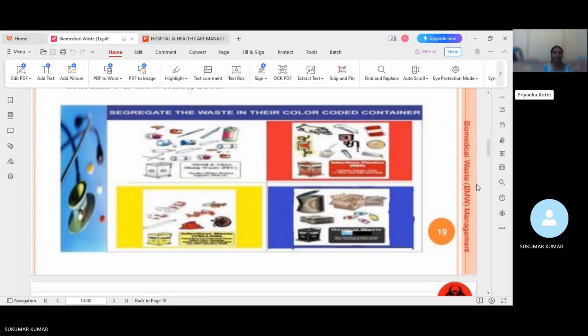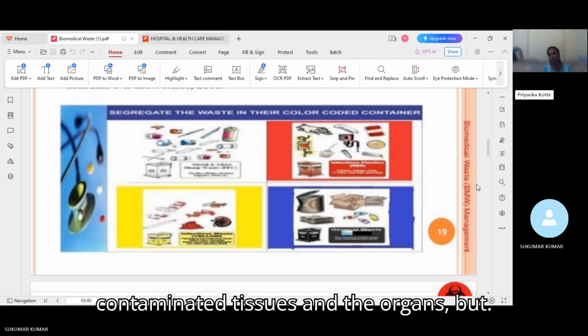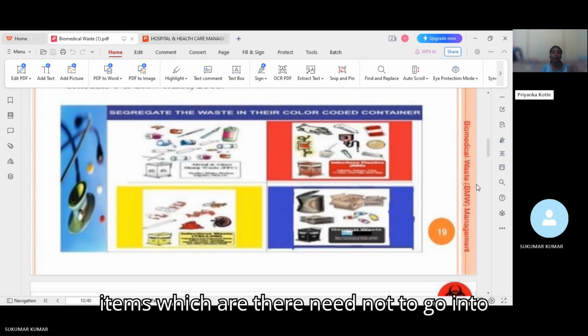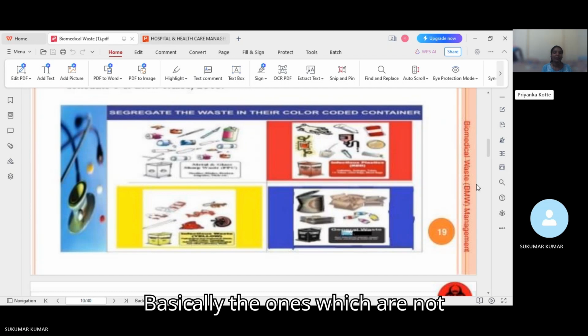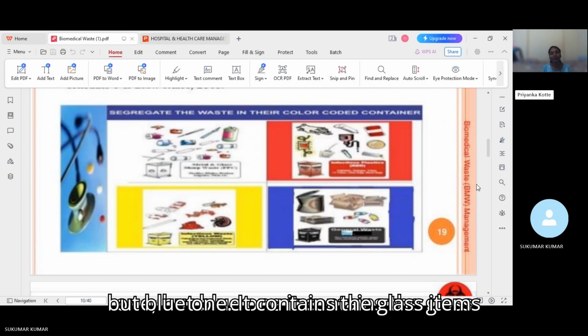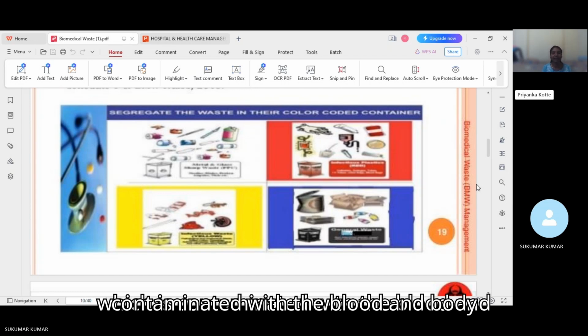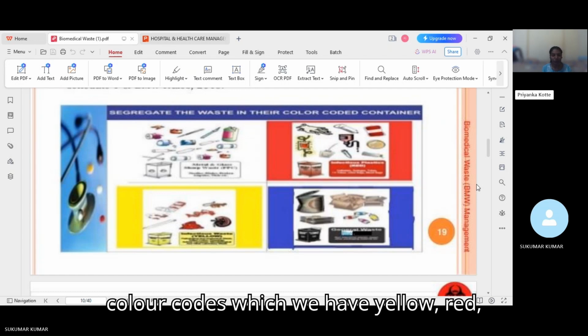we think that the yellow bins are meant for the blood contaminated tissues and the organs. But if there are glasses and broken items, they need not go into the sharp objects, which is the white bin. Basically, the ones which are not contaminated should go into the white one, but the blue one contains glass items only, those which are infected, contaminated with blood and body fluids. So these are the different color codes which we have: yellow, red, white, and blue.